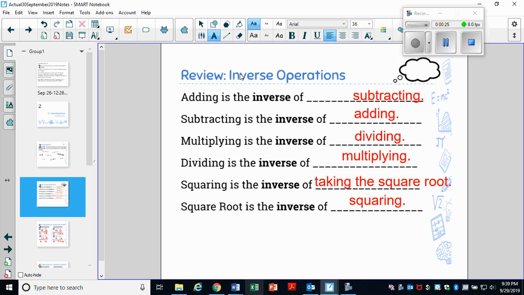We will review inverse operations. Adding is the inverse of subtracting. Subtracting is the inverse of adding. Multiplying is the inverse of dividing. Dividing is the inverse of multiplying. Squaring is the inverse of taking the square root. Square root is the inverse of squaring.